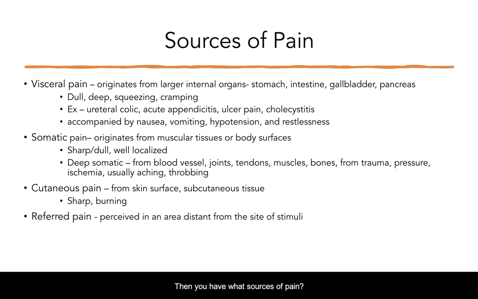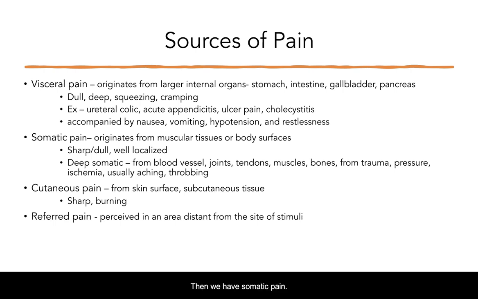Then you have, what are the sources of pain? You have visceral pain. This originates from the large internal organs, for example, the stomach, intestine, gallbladder, pancreas. Pain coming from these organs is very dull, deep, squeezing, cramping. It's like your menstrual pain, right? For women, it's that cramping pain because it's from deep organs. For example, ureteral colic, acute appendicitis, ulcer pain, and then it's accompanied by nausea, vomiting, hypotension, restlessness.